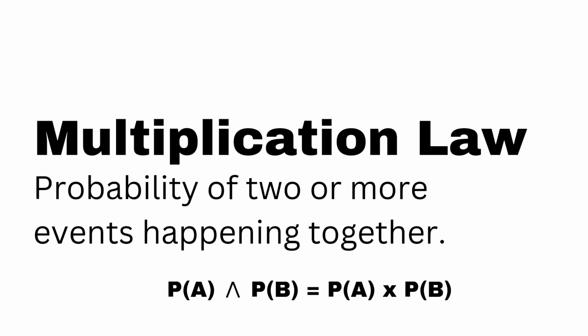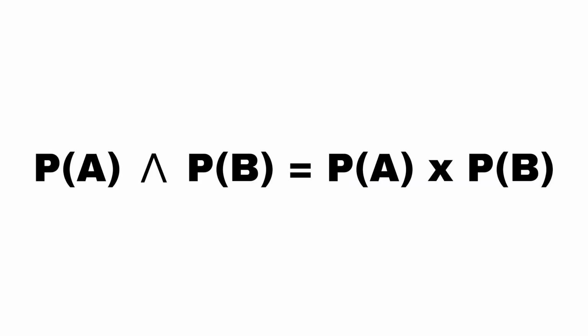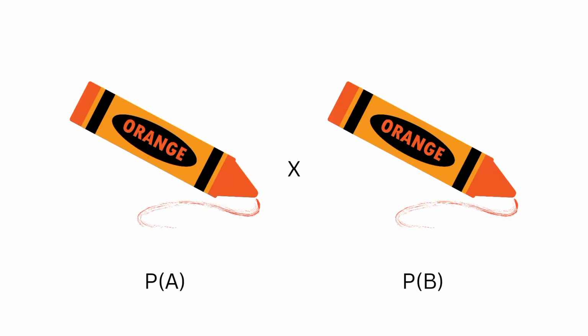So if we're interested in finding out the probability of 2 or more events happening together, we can use the multiplication rule of probability. In this case, we're going to look out for the independent and the dependent events. So going back, if I wanted to determine the probability of me getting an orange from the 2 crayon boxes, we have to find the probability of event A and B happening together. In this case, the probability of event A is multiplied by the probability of event B.